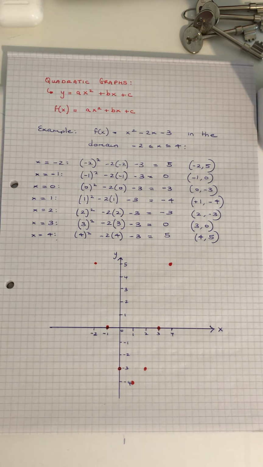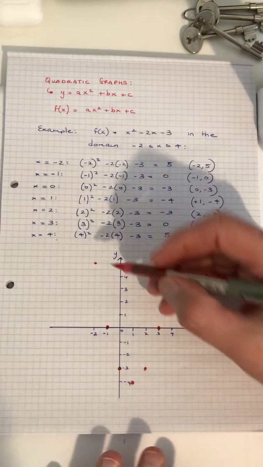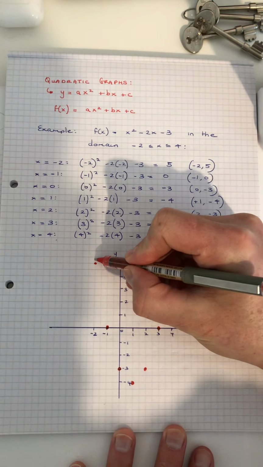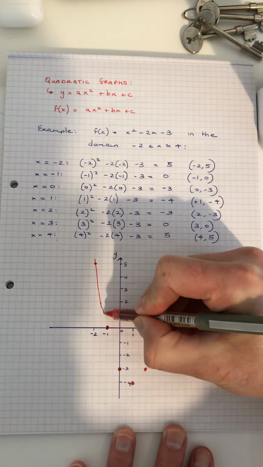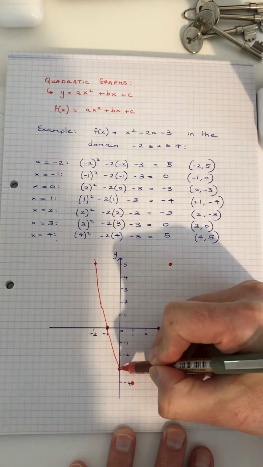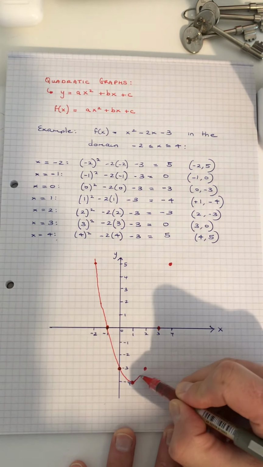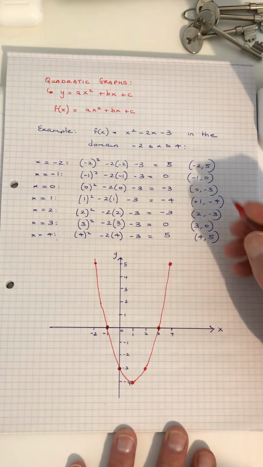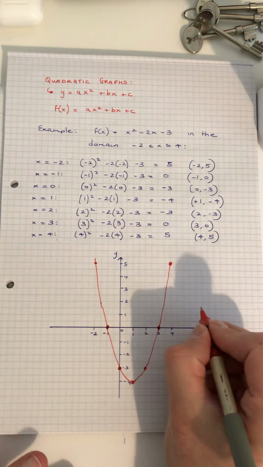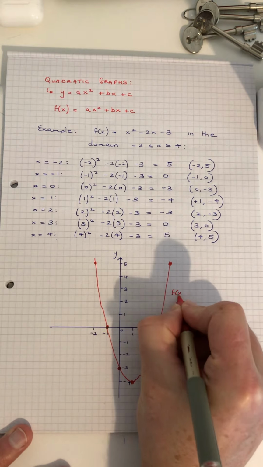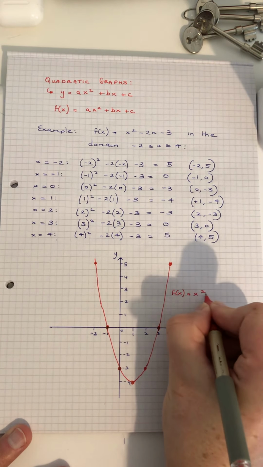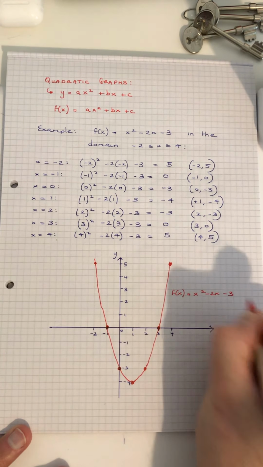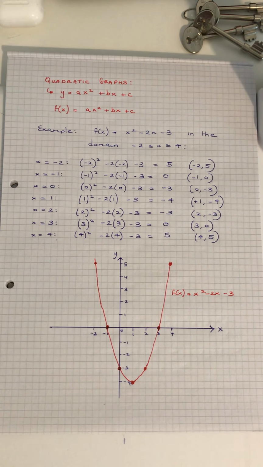So when you join your graph then, you want to join it freehand, so something like this. Try keep it as neat as you can. Turn and back up, hitting each point as we go. And that there is the graph of f of x equals x squared minus 2x minus 3. And they're the ones that are probably more likely to come across in an exam. Okay, so just take your time with those.